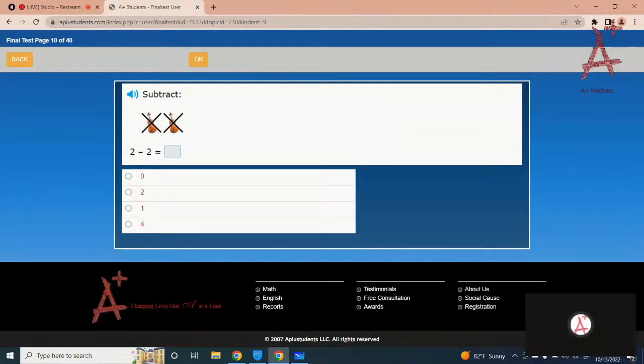Okay, you have two of the pianos and both of them are crossed out. So 2 take away 2 equals, how many are you left with? You need to count the ones that are without cross. Do you have any? No, that means 2 take away 2 equals 0. The first option is the correct one. Select the correct option and click on the OK button.